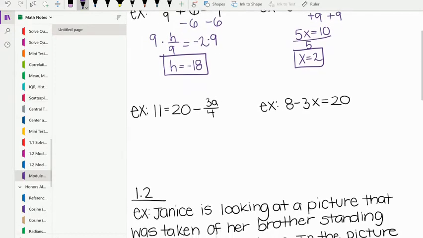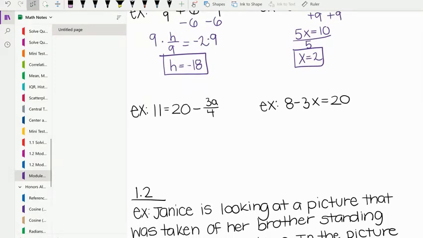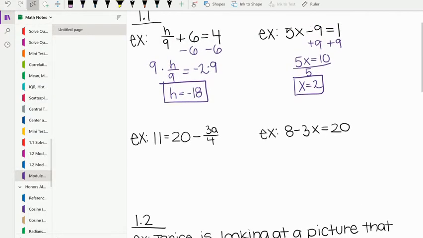This next one is a little bit trickier. So it looks like we want to add the 3a over 4 to the other side, but that's actually not what we want to do, because remember, we want to get rid of everything that doesn't have a variable first. So I'm going to subtract the 20 to move it to the other side. So 11 minus 20 is negative 9, and then we get equals negative 3a over 4.